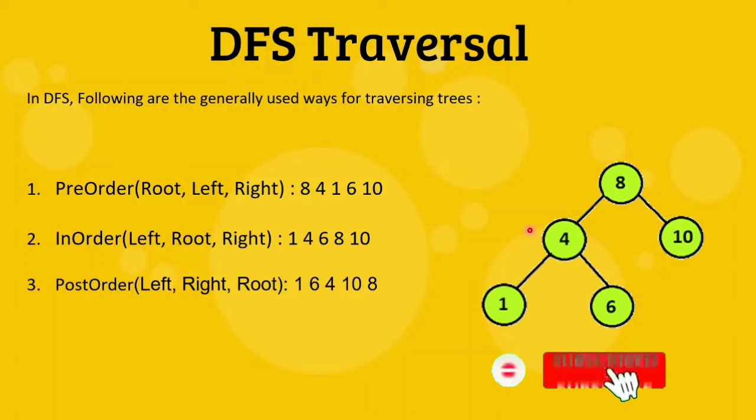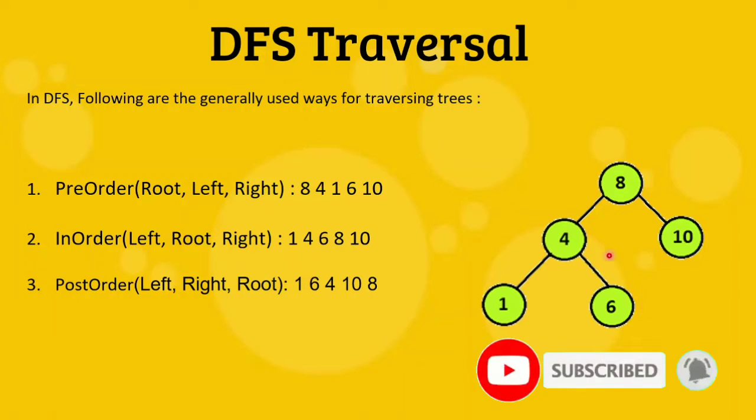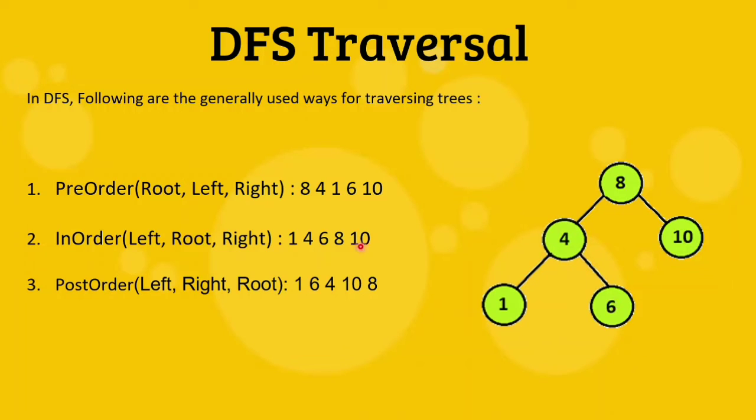Once that is done, now we will come to the right part of our root node, that is 4 for now. So we will write 6 here. Once that is done, we will again come to our parent node, that is 4. And once our left structure is fully completed, now we will go to our parent node, that is 8. So we will write 8 there. And then we will go to our right node, that is 10. So 10 is written. In this way, in-order works.